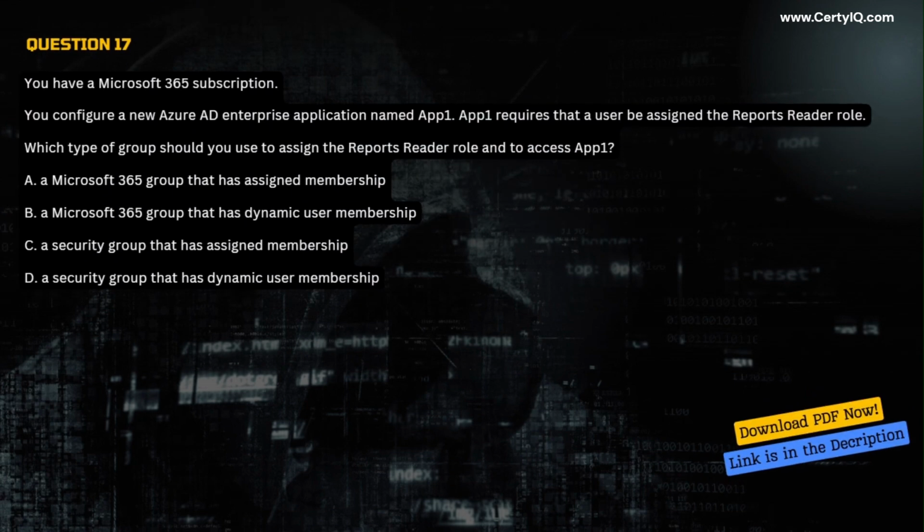Question 17. You have a Microsoft 365 subscription. You configure a new Azure AD Enterprise application named App1. App1 requires that a user be assigned the Reports Reader role. Which type of group should you use to assign the Reports Reader role and to access App1? A. A Microsoft 365 group that has assigned membership. B. A Microsoft 365 group that has dynamic user membership. C. A security group that has assigned membership. D. A security group that has dynamic user membership.